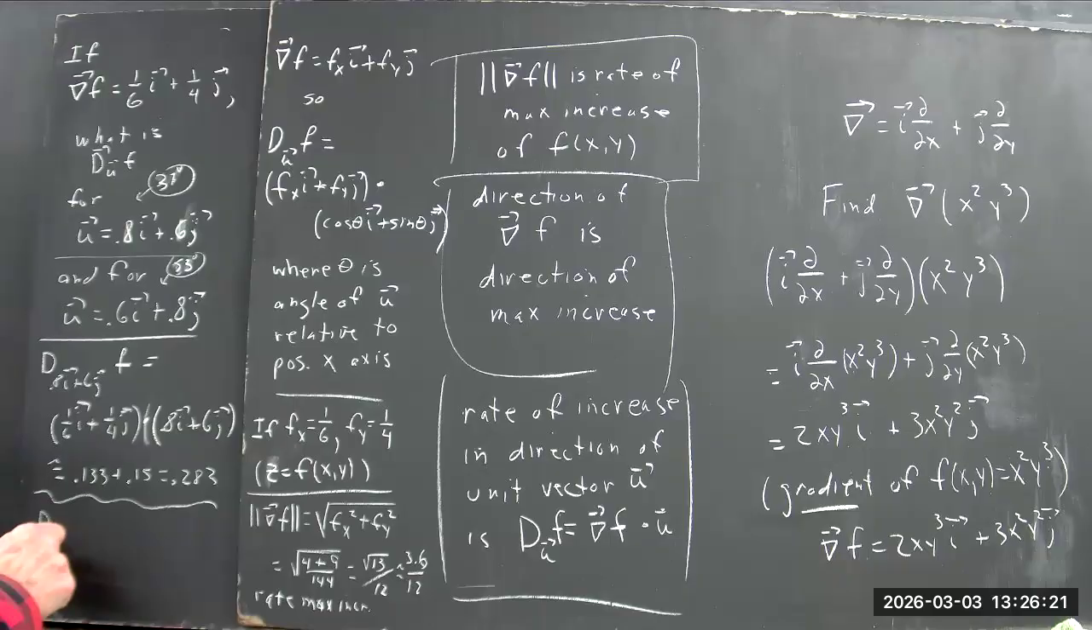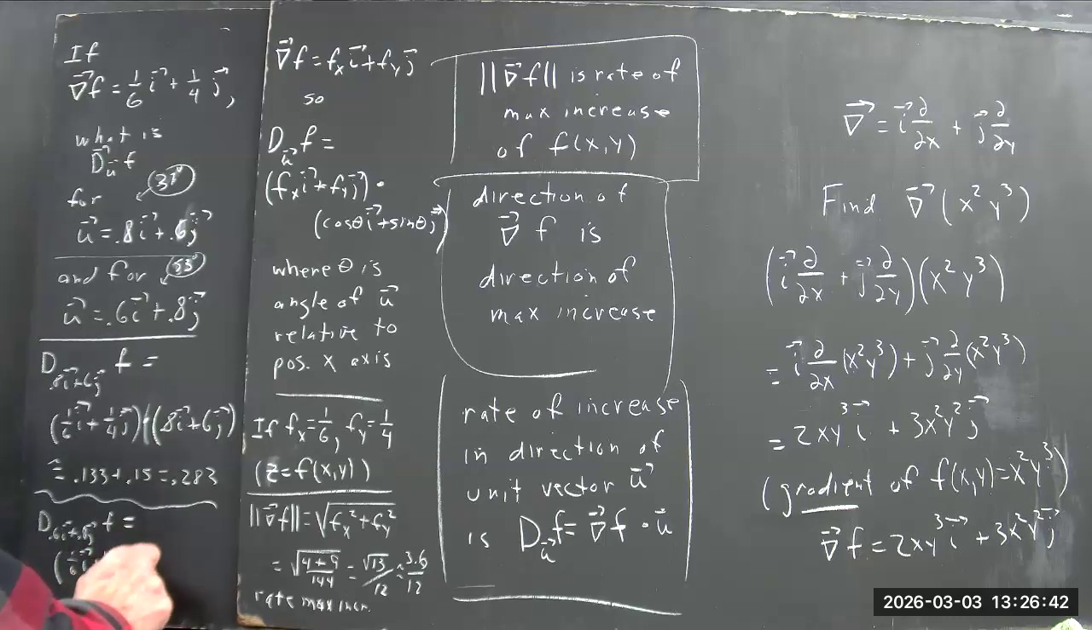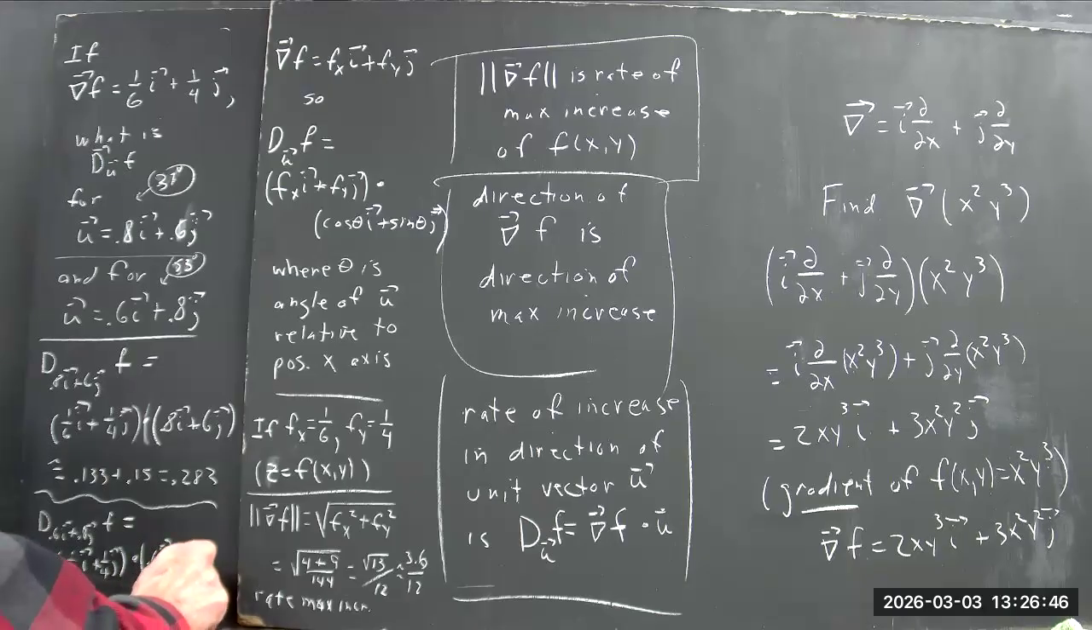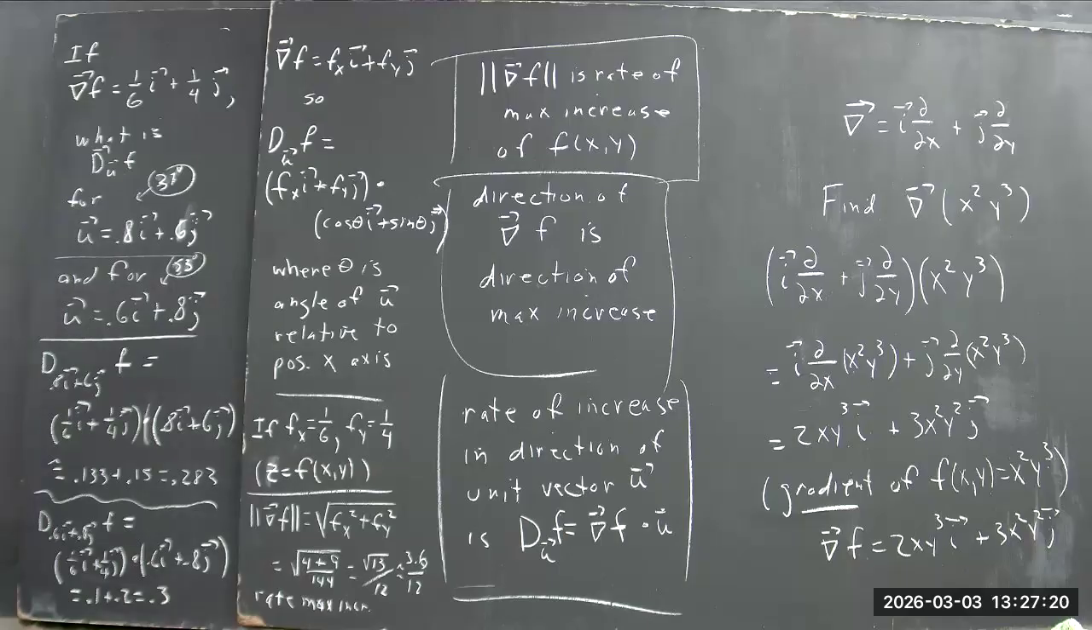Let's just try this one. D in the direction 0.6i plus 0.8j F is going to equal, okay. Believe that one comes out 0.1 plus 0.2 equals 0.3.